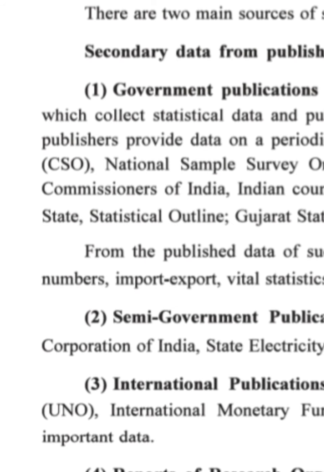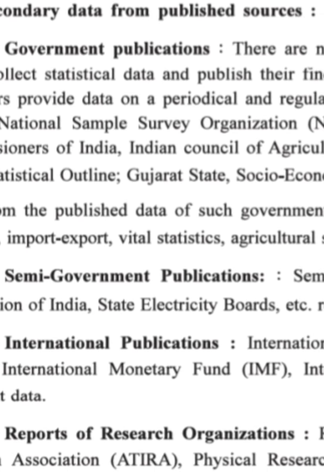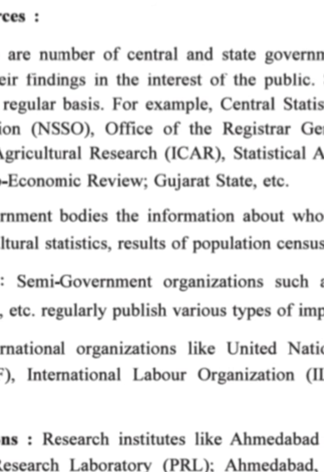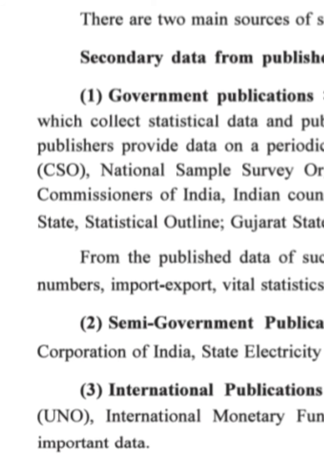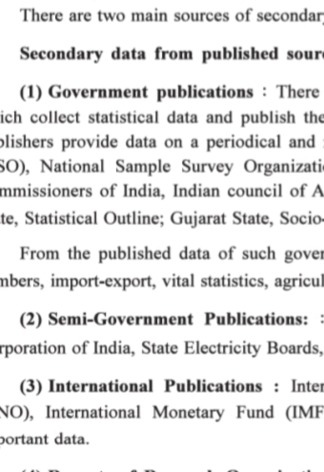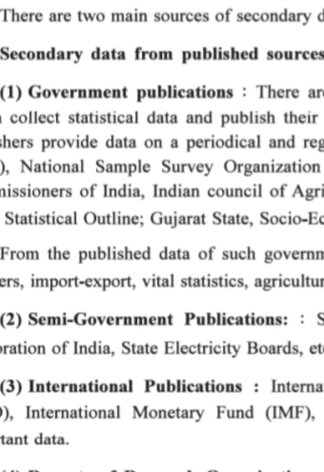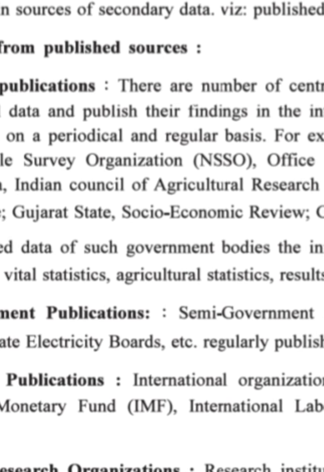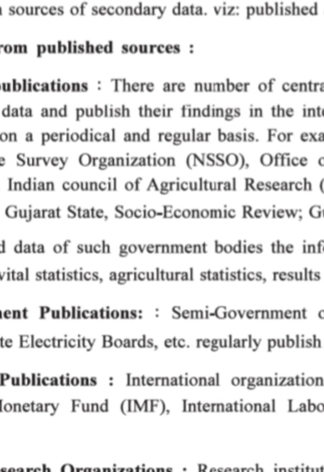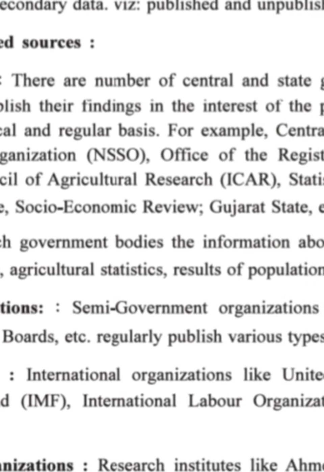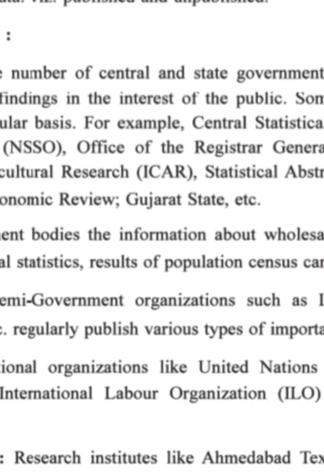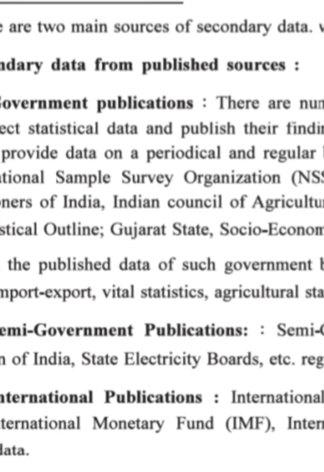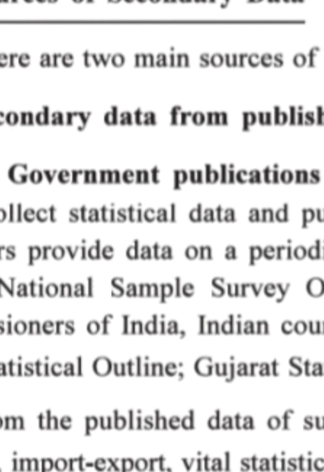Now, as given over here, from the published data of such government bodies, you can extract information about the wholesale price index number. You can get information regarding import and export, you can obtain vital statistical data, and information about agricultural statistics. Similarly, you can get the results of the census inquiry and the population survey. All such types of information can be obtained from government publications.